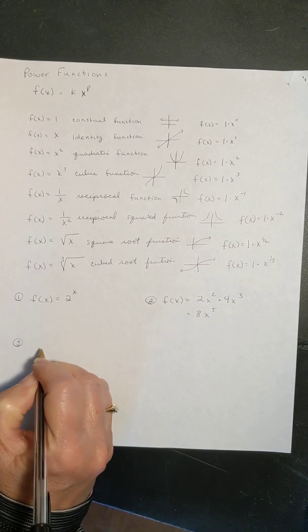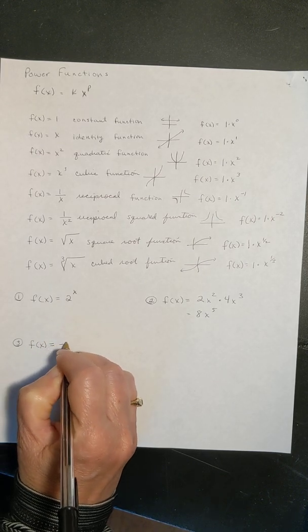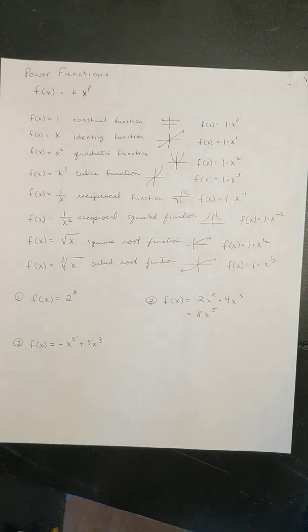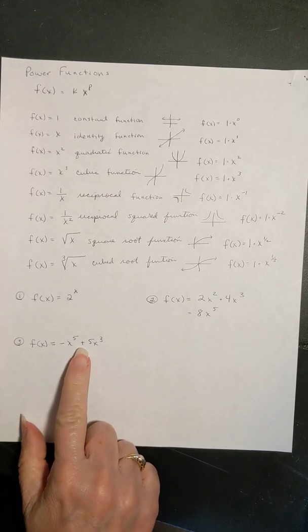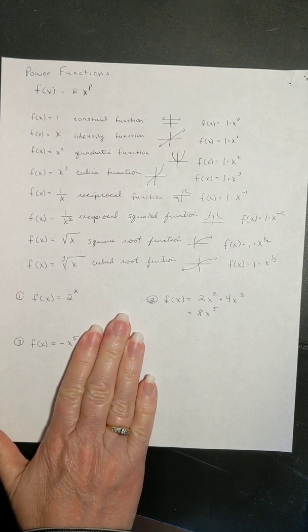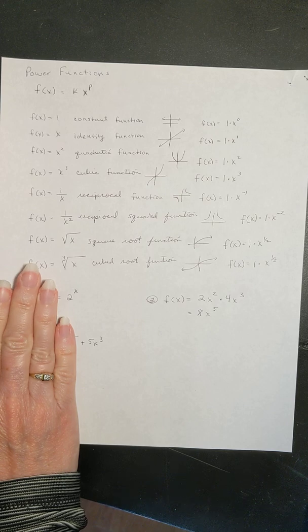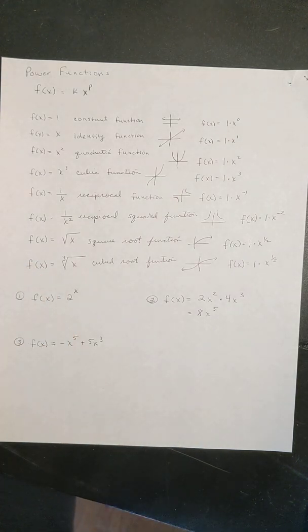Problem number 3 is f of x is equal to negative x to the 5th plus 5x cubed. Now, this one is not a power function because it has addition in it. If I took just this part, that would be a power function, and just this part, that would be a power function, but I can't combine them because they're not like terms, and so this would be called a polynomial function, not a power function.